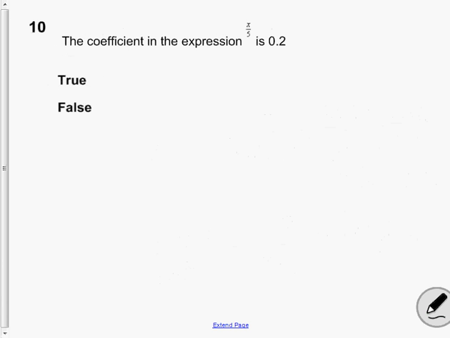And question 10, which I think is your last true false. Is that your last true false? How many true false are there? 14. Okay. The coefficient in the expression x over 5 is 0.2.